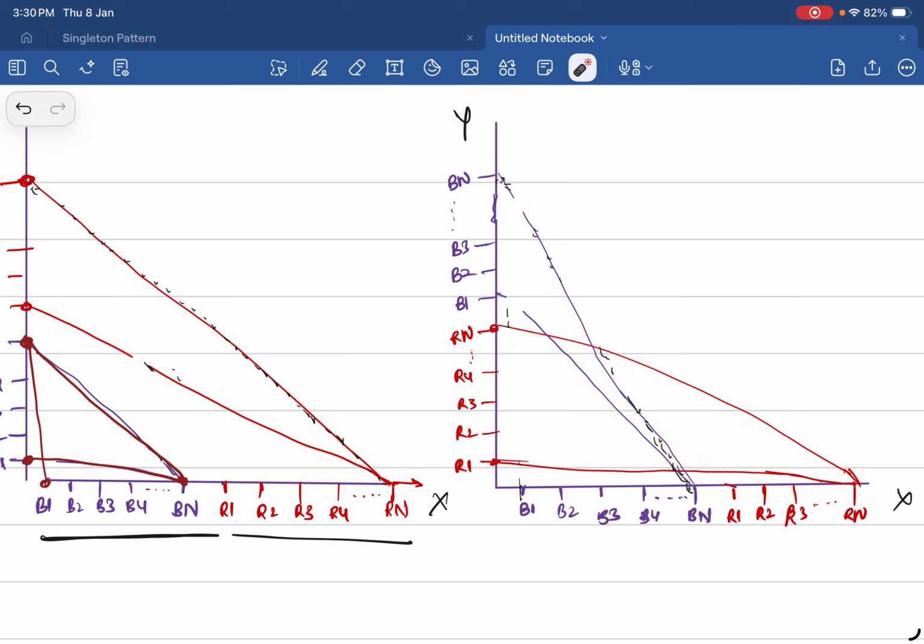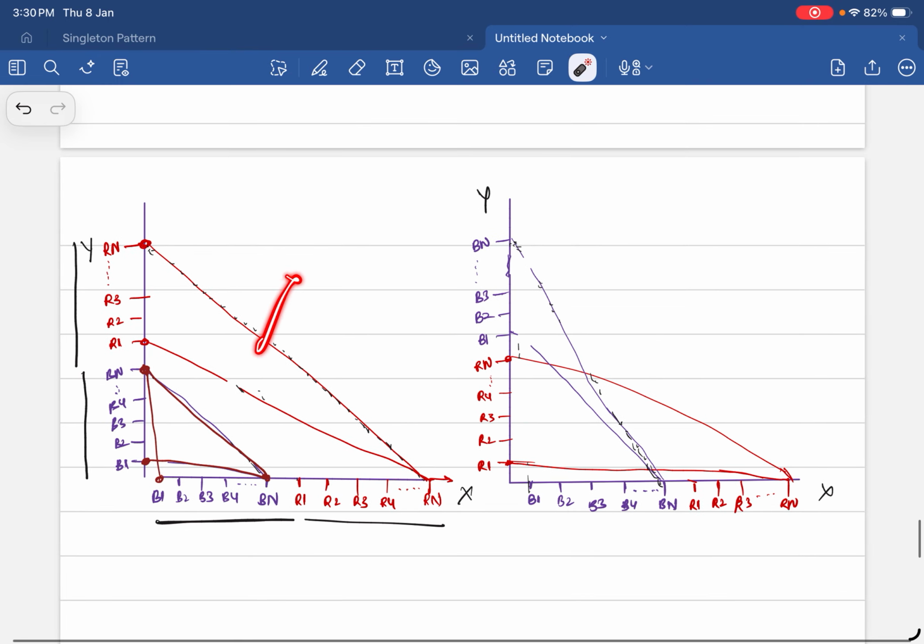And this is true for blue also. If I choose two blues over x axis and one blue over y axis, then this will be my area. Or else if I choose two blues over here and one blue over x axis, then I will get an area something like this. Okay, it means from here we are getting four cases.